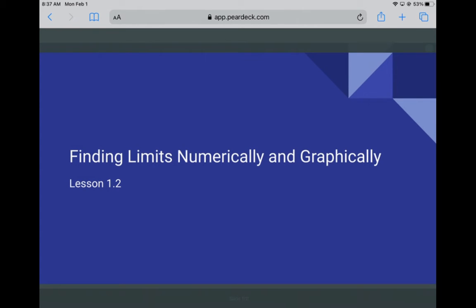All right, so calculus, the first lesson we're going to talk about is finding limits. But before we do that, we just have to talk about what is calculus, right? Some of you are like, what is calculus? What does that mean?